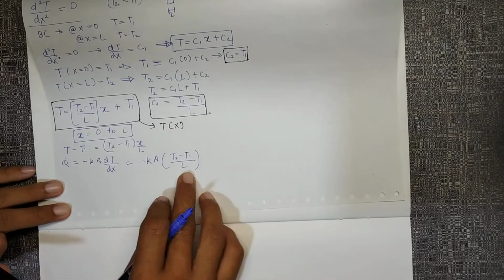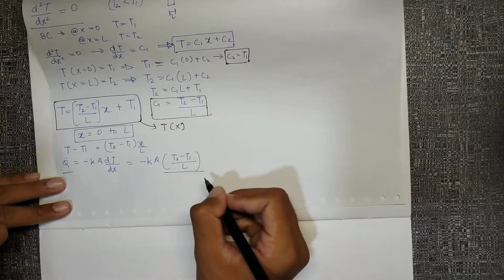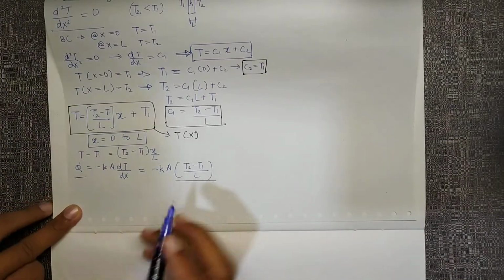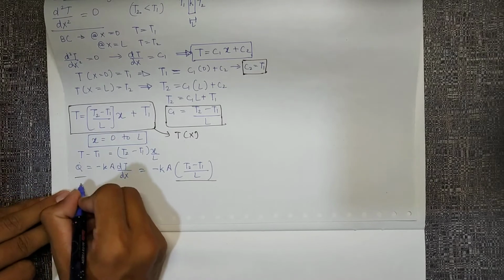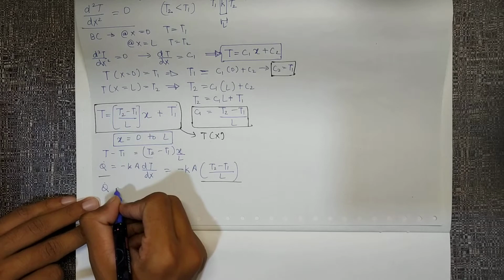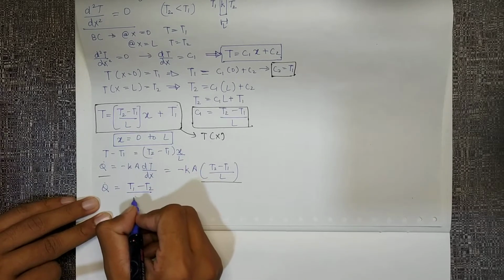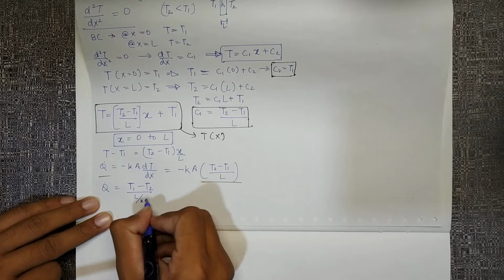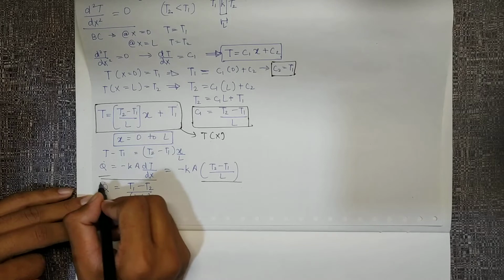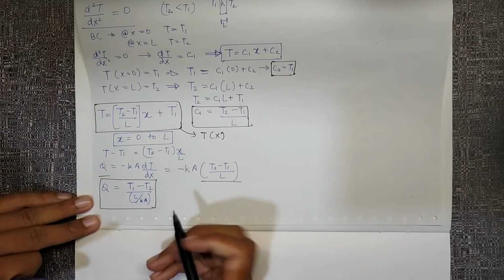And when I rearrange this equation, what I have is q dot is equal to T1 minus T2 upon L upon KA. Why did I write it in this specific form? That is very important to understand, and that will be helpful when we solve problems.